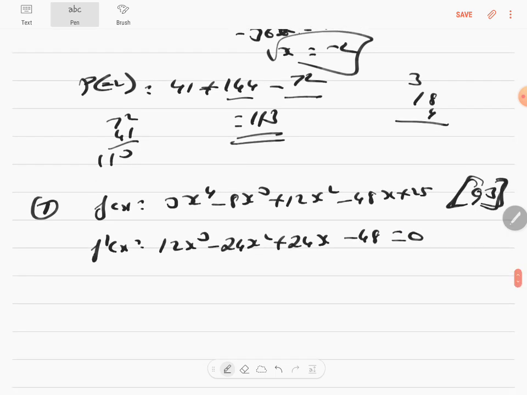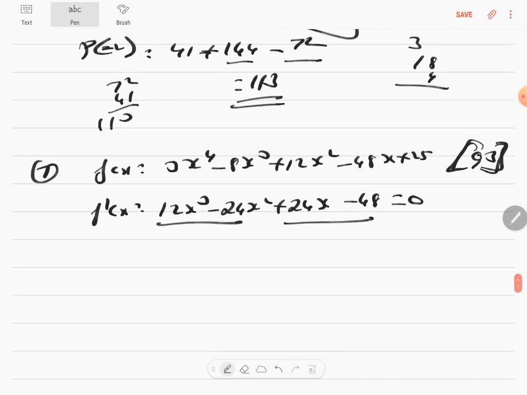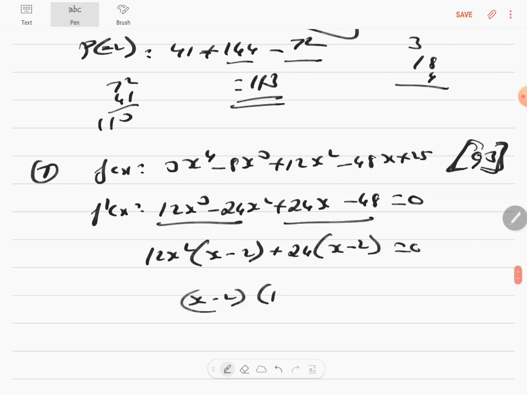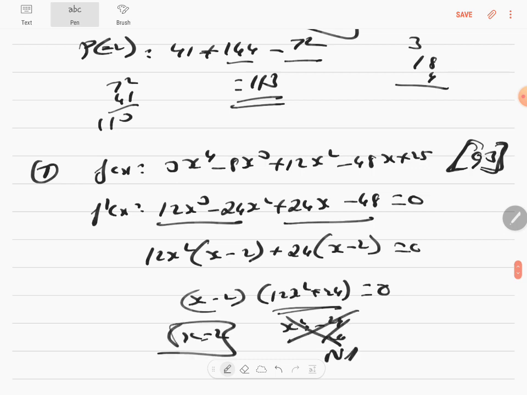When you have a cubic equation equal to 0, here it is very convenient for us because we can group like this and take out what is common. What is it? 12x square is common, so x minus 2, plus 24 is common and x minus 2. So x minus 2 is common and 12x square plus 24 is equal to 0. This cannot be 0, x square cannot be negative, so not applicable, but x can be 2, thus you get 1 point.